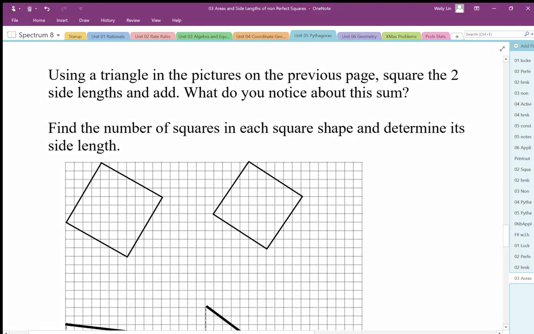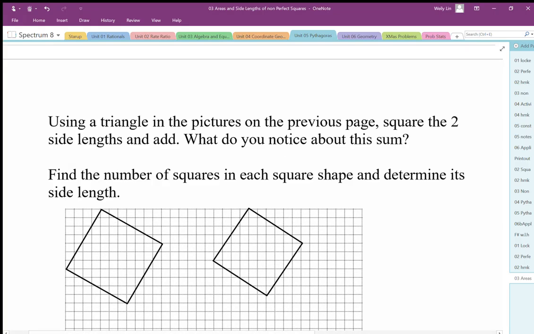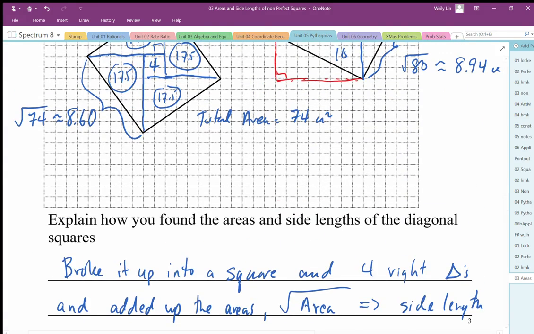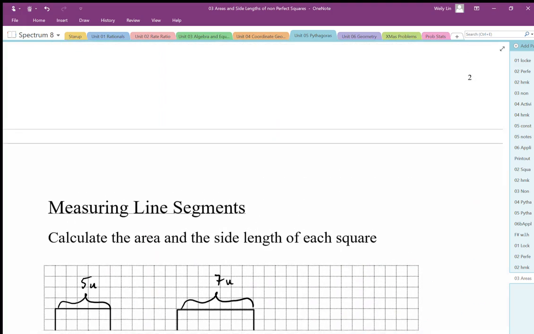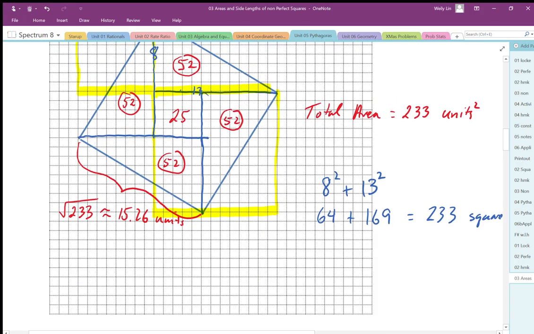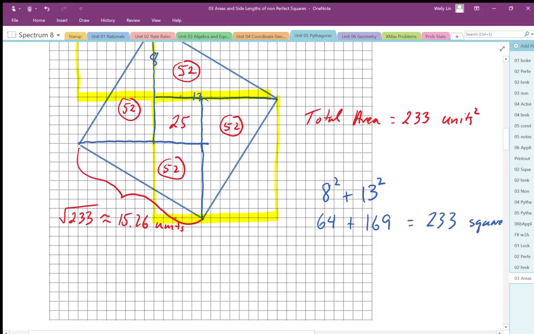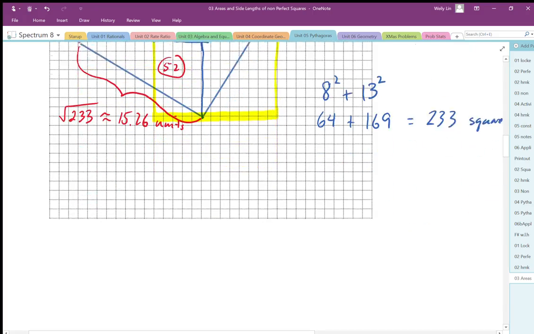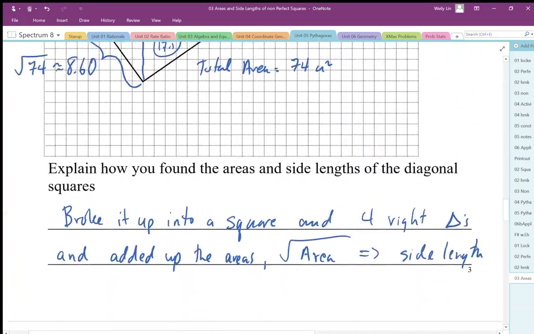So the notes here say, using the triangles in the pictures on the previous page, square the two side lengths and add. What do you notice about the sum? Well, we tried it before, way up here, and it looked like when we square the side lengths, we end up with the area of the diagonal square. Okay, let's see if this works here.